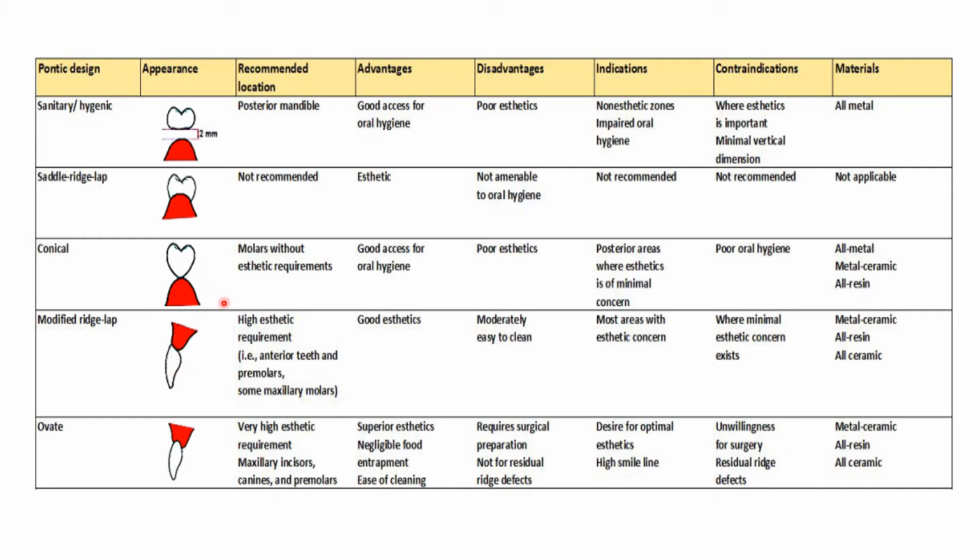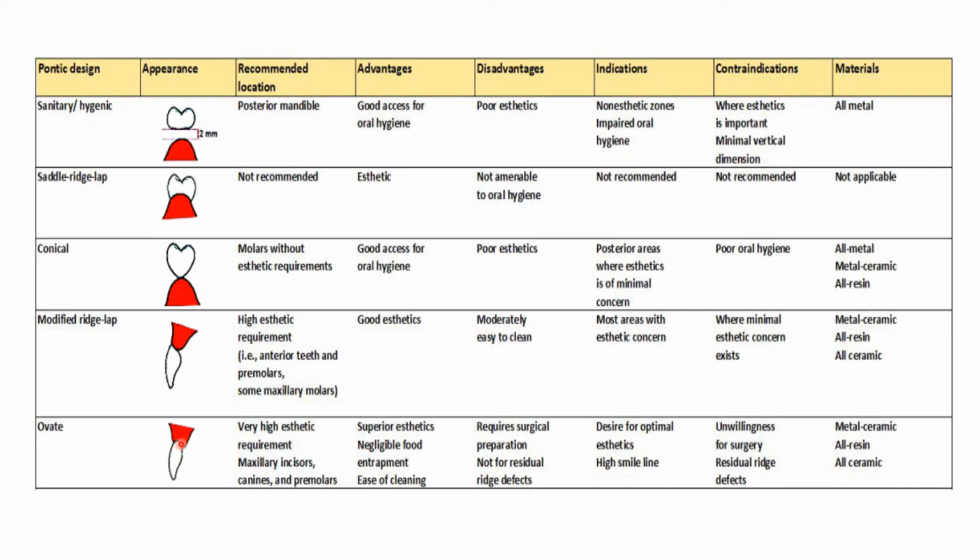Now the next one is the ovate type of design. There is a convex tissue surface of the ovate pontic which resides within the ridge, and it appears as if it is emerging from the ridge. Over here we have seen that this is a concave type of design, and over here this is convex, and it appears like this pontic is emerging from the ridge.